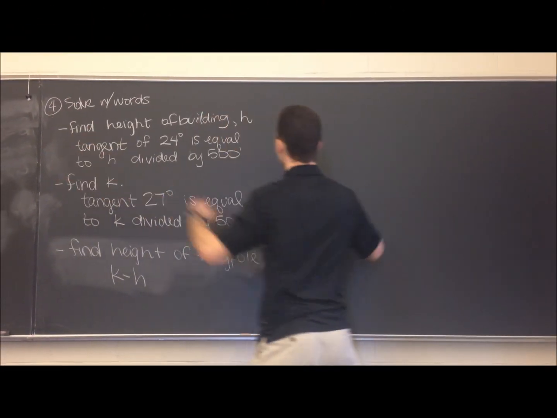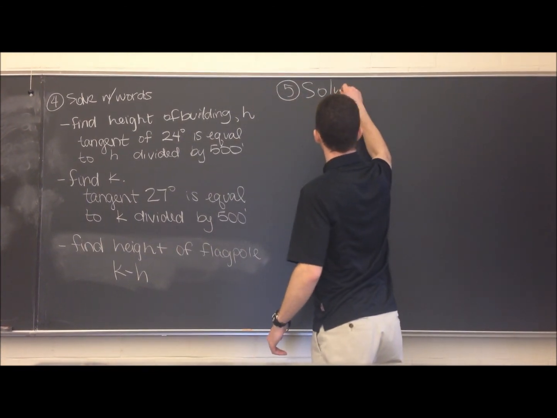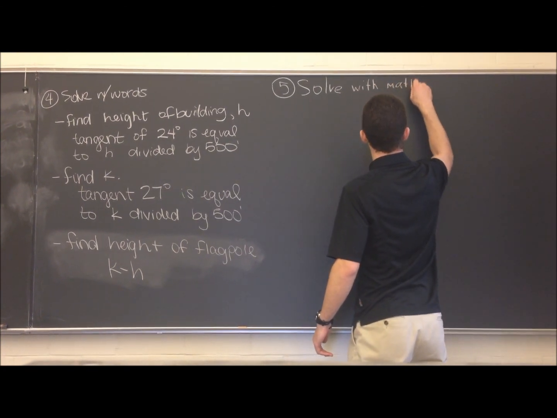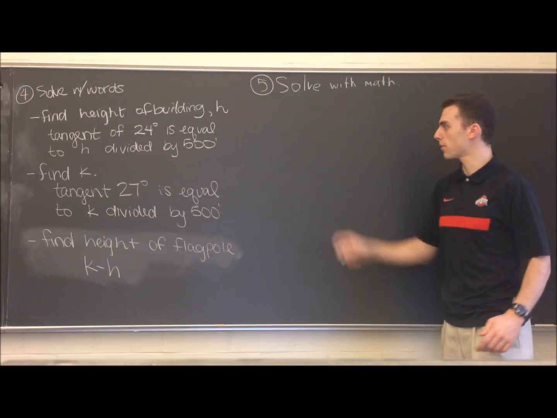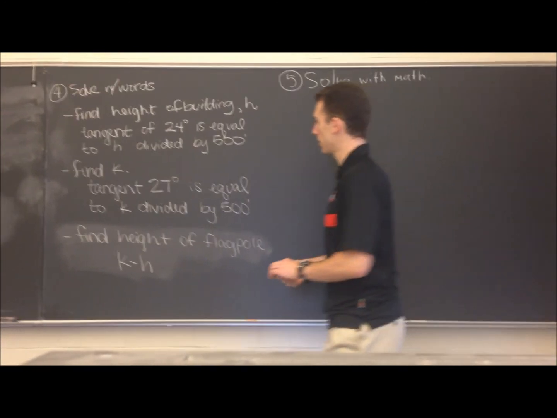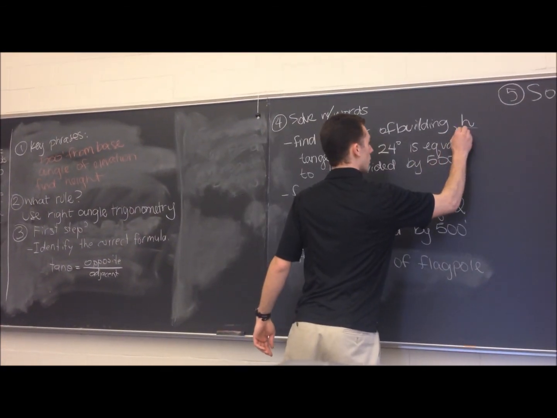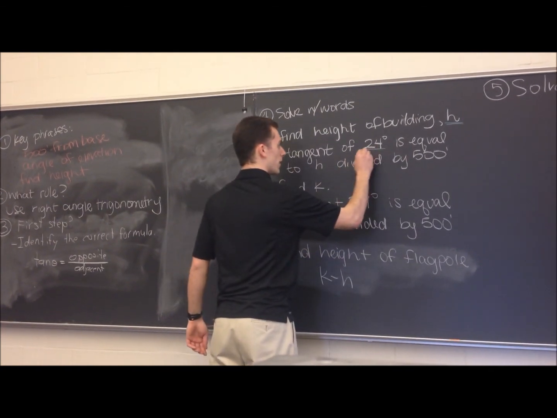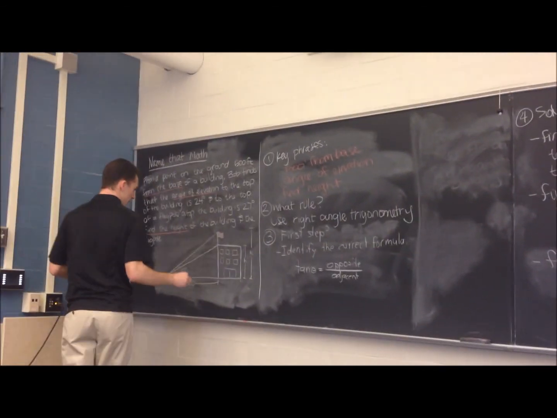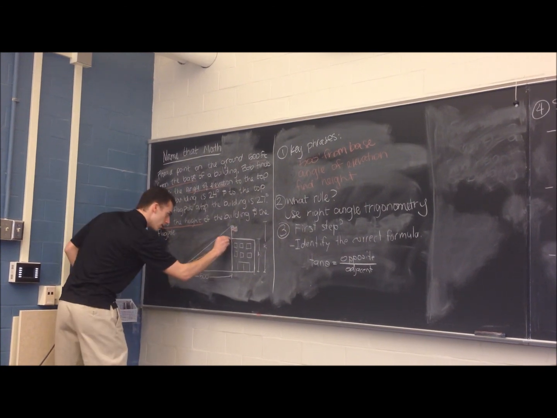So now we got all this. Fifth and final step is solve with math. So we all solved it using words already. So let's just go back and forth to the diagram over there and get everything together. First step, find the height of the building h. I'm going to underline all these in blue. Tangent of 24 in blue, and there's that h again. Let's find out which triangle this corresponds to. It's going to be this smaller triangle right over here.